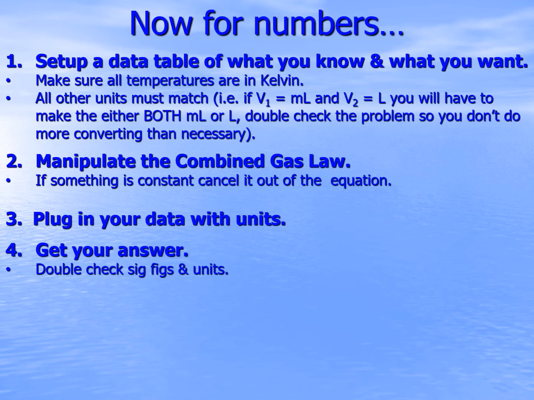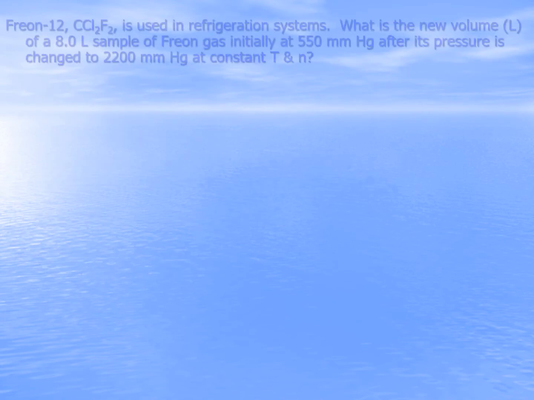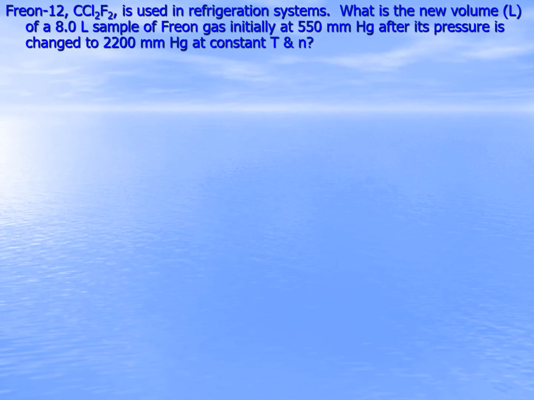Then you're going to take the combined gas law, and you're going to figure out what you can leave out because they're constant. You're going to move it around and put it in a form that solves for the unit you want or the quantity you want. Then plug in your numbers of the things that you have and solve for the things that you need to find. Once you have your answer, round off your sig figs and make sure you have the proper units. Let's try this process out.